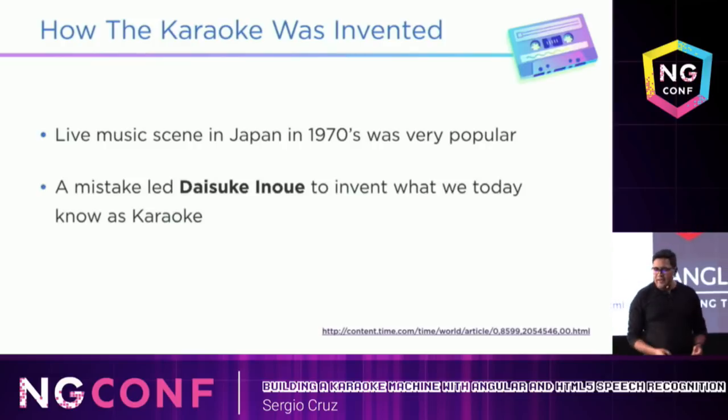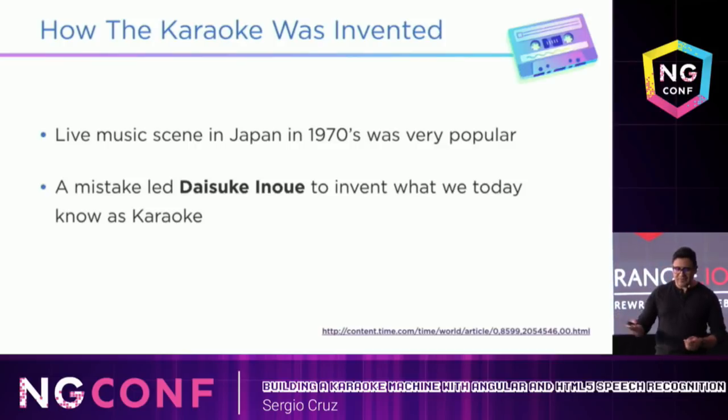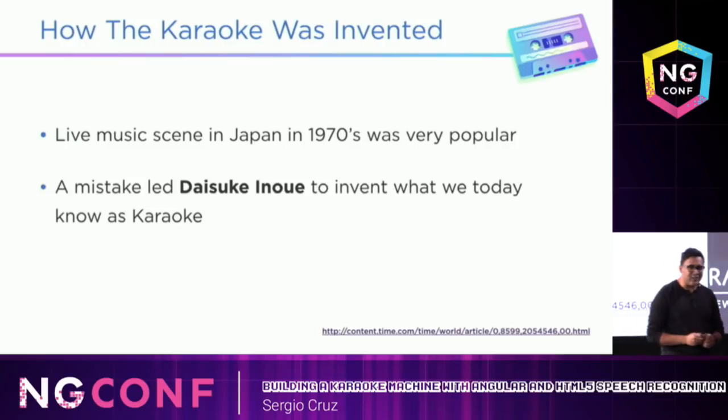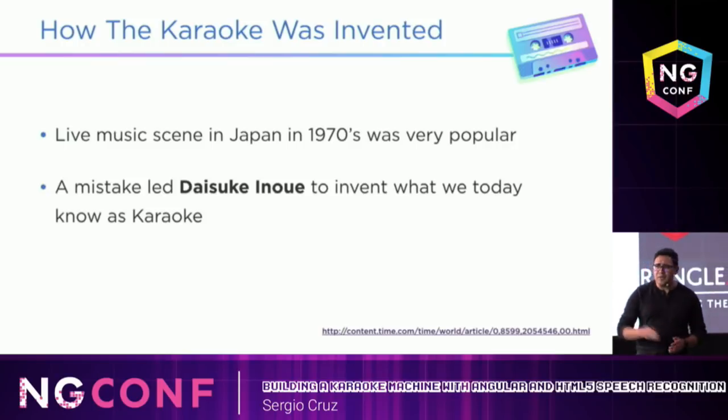And then there was a person, his name, I'm going to try to pronounce it, Daisuke Inoue. He was a band manager at the time, and he made the mistake of double booking one of his bands. The same band was supposed to play 2 different venues on the same night, and obviously that was impossible. But the real interesting part of the story is not so much the mistake, but the solution he came up with. You see, he understood his culture.